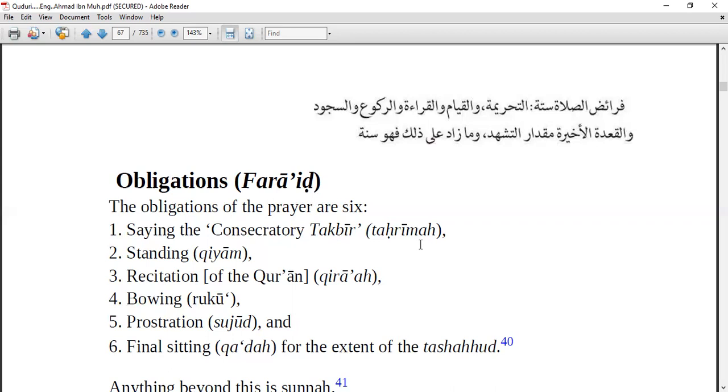Now you could stand on your toes, you could stand only on one leg. Your prayer would still be valid, but without any udhr, without any excuse, it's makruh to do so. It's best for the khushu, for the concentration, to have yourself fully grounded when you are in the qiyam position.